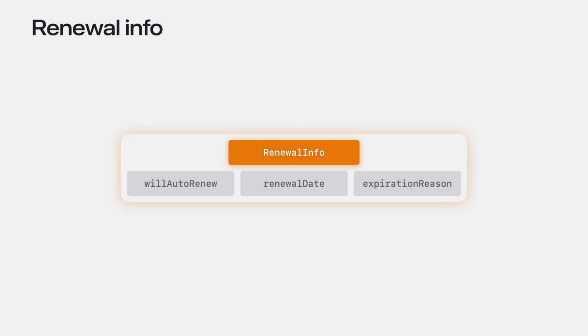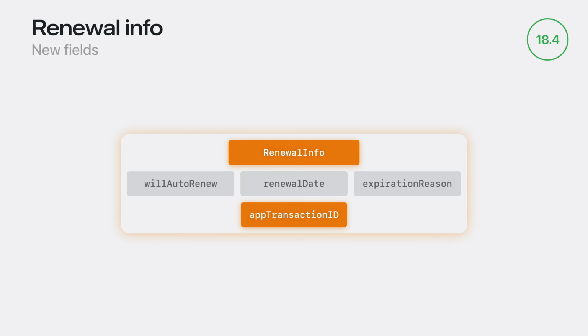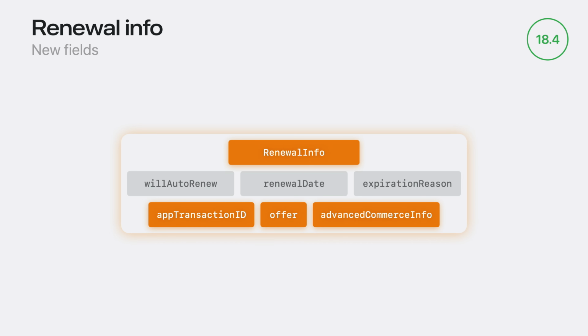This year, we introduced 4 additional fields to the renewal info type. The App Transaction ID field is back deployed to iOS 15, and the Offer Period and Advanced Commerce Info fields are available beginning with iOS 18.4.